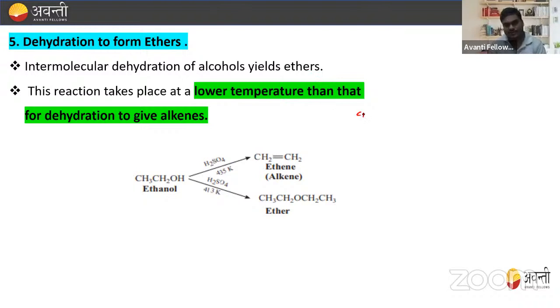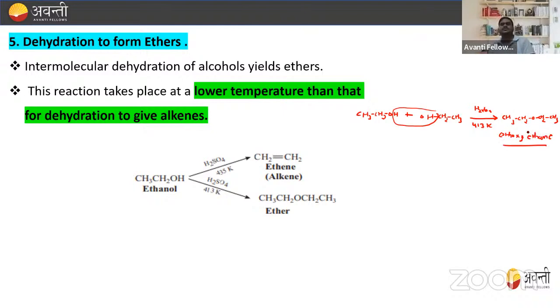When ethanol, that is CH3CH2OH, is treated with another molecule of ethanol in the presence of H2SO4, it forms ether at 413 Kelvin: CH3CH2OCH2CH3. Its name is ethoxyethane.